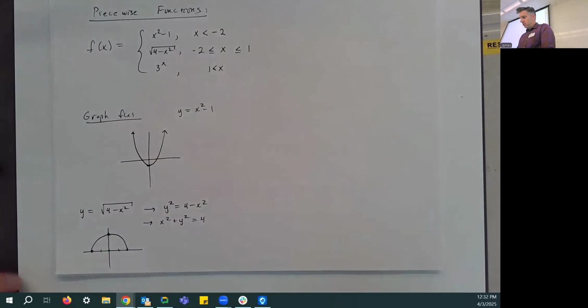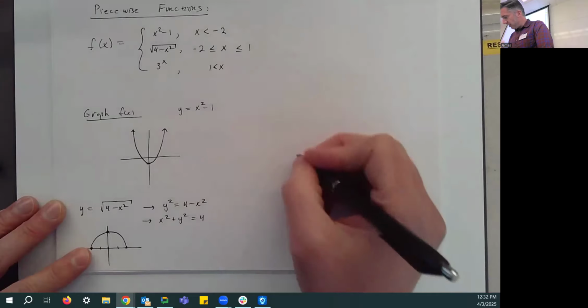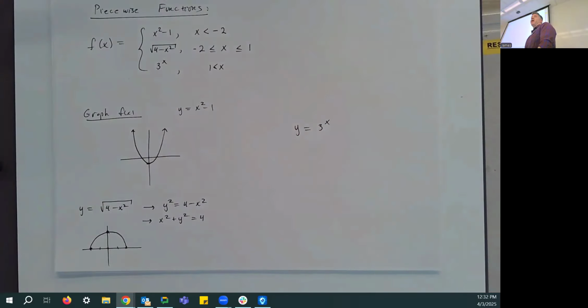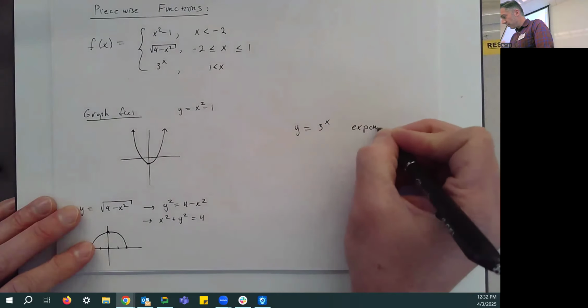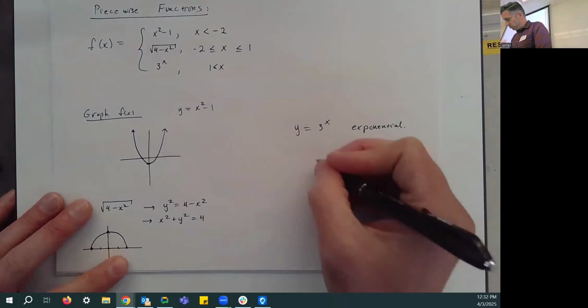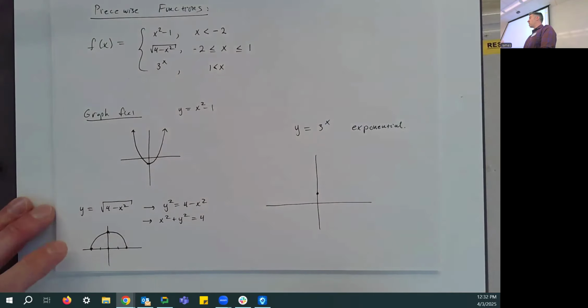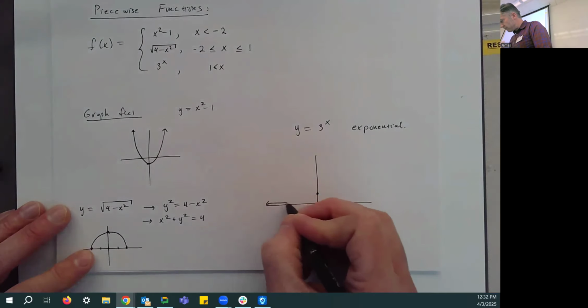Thirdly, y equal to 3 to the x, which actually is kind of the next section we're going to talk about, but we'll get a head start here. So graphing y equal to 3 to the x, or 2 to the x, or 5 to the x, or any positive number raised to the x power is an exponential function. It has the usual exponential shape, which I'll show you. Usually these graphs have a y-intercept at (0, 1), and they look like this.